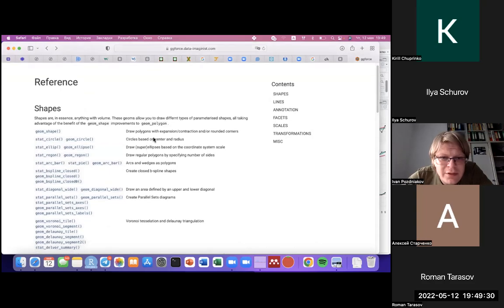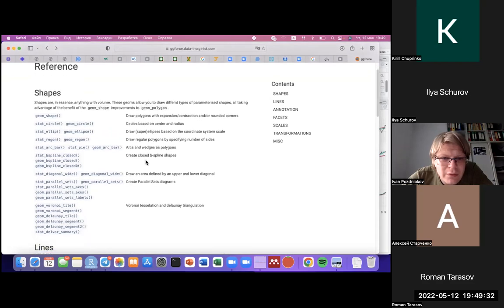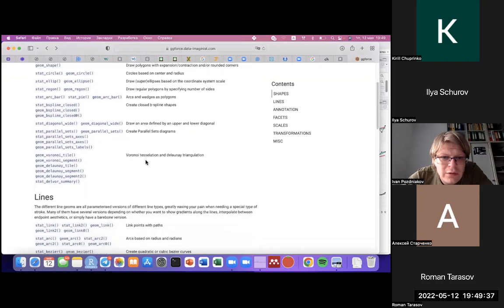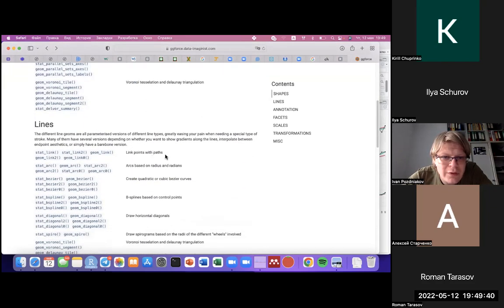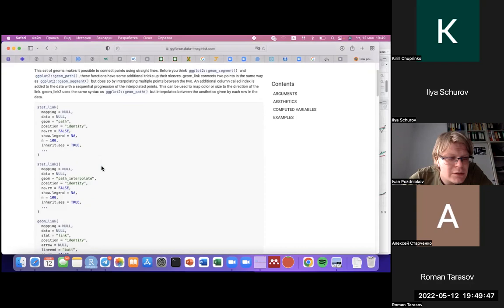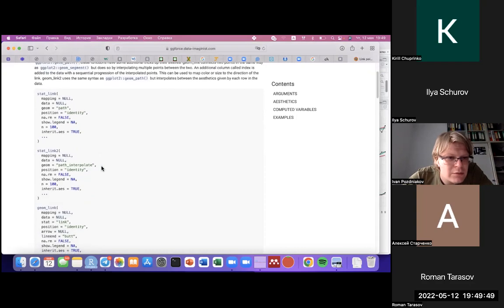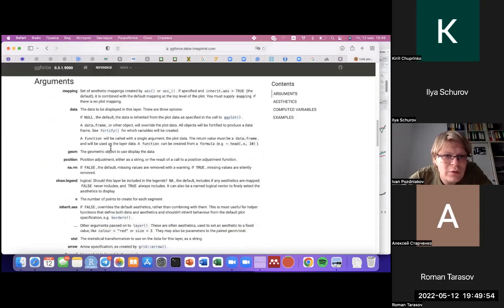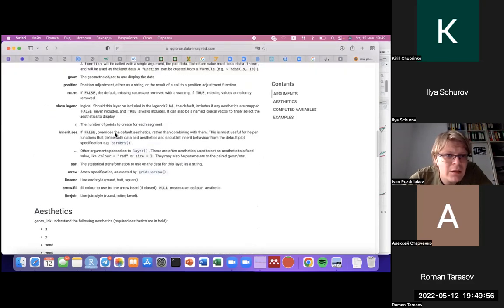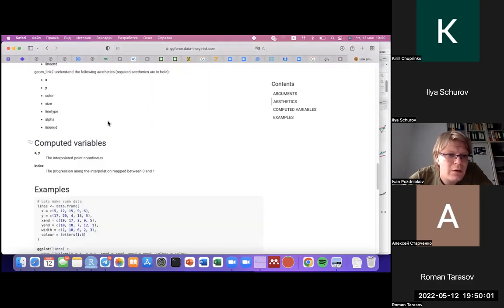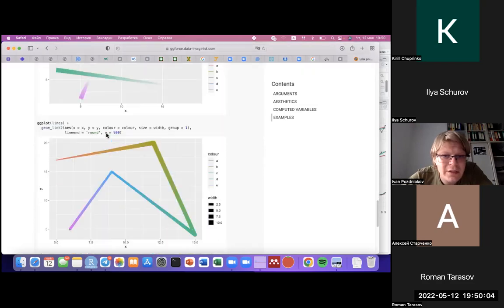Circles based on center and radius. Wait. Must be spline, no. Diagrams. Link points, points with steps, yes, this one. Link, I don't pass. Pass interpolate. But is it possible to specify zoom? Yeah, something like that.